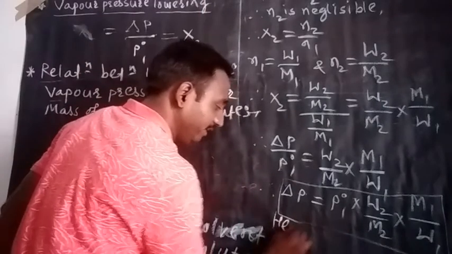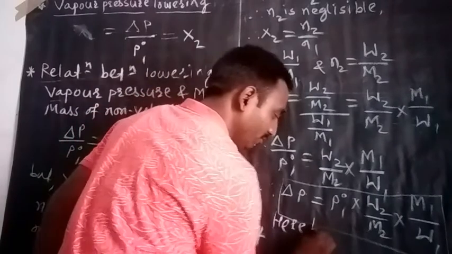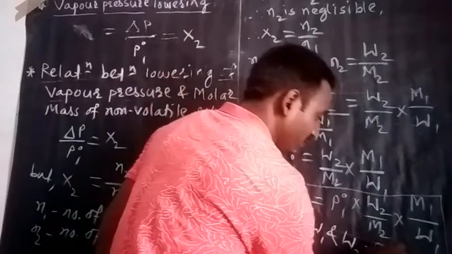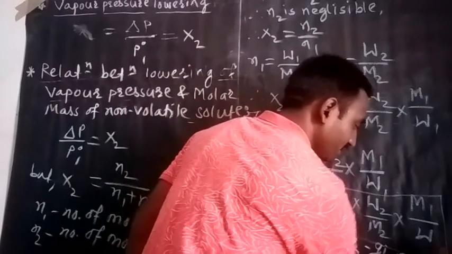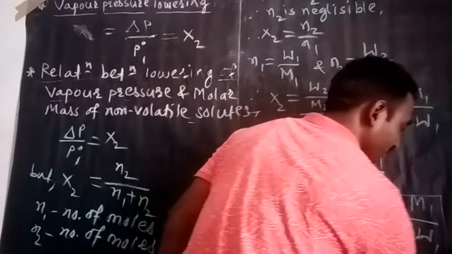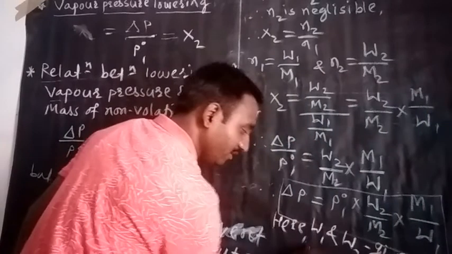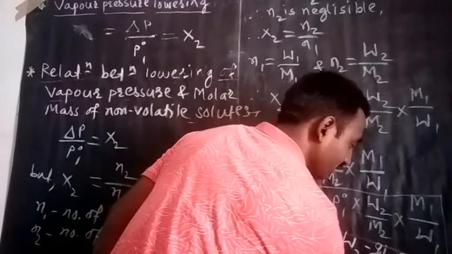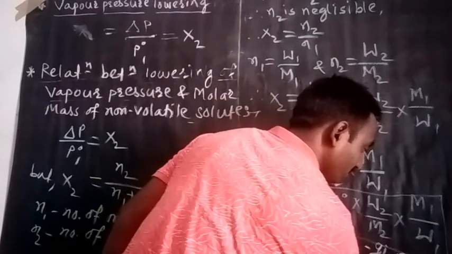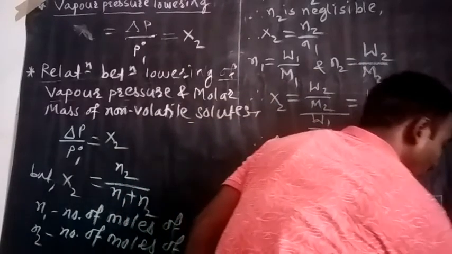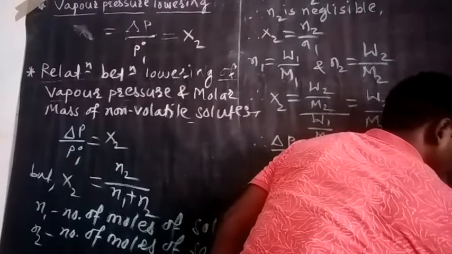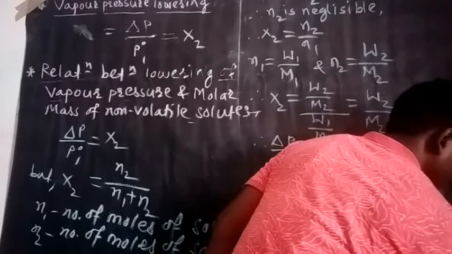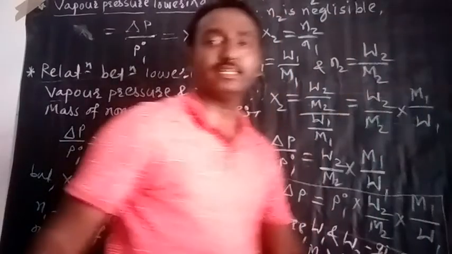We can write here W1 and W2 are given masses, M1 and M2 are molar masses of solvent and solute respectively.